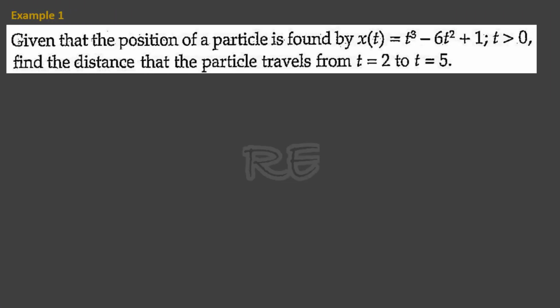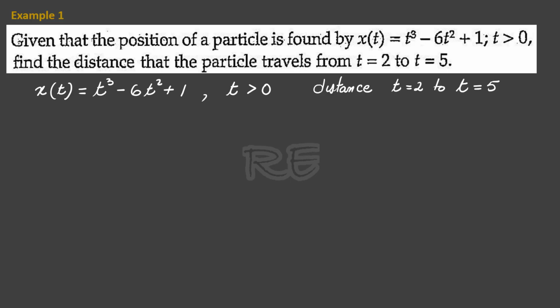We're looking for the distance traveled by x of t from 2 to 5. First, we will be looking for the velocity function. So x prime of t is equal to v of t. V of t, the first derivative, will be 3t squared minus 12t.